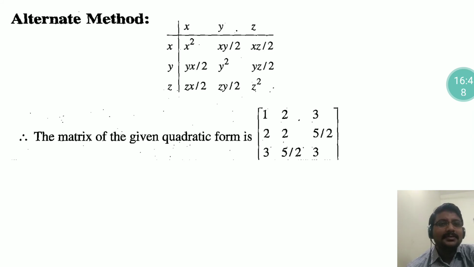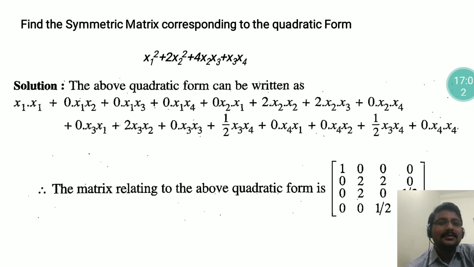Alternate method. The matrix form of the given quadratic form is like this. Just we have to take the coefficients of x square, xy, xz, yx, zy, yz like this. Now find the symmetric matrix of the corresponding quadratic form. Clearly the given form is a quadratic form because each and every term has degree 2.